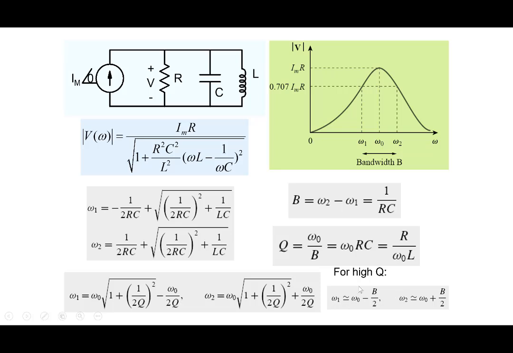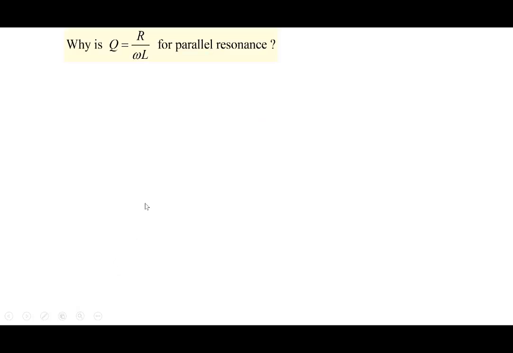This is the case where you have a high Q circuit, then omega 1 and omega 2 can be written very simply. High Q means at least Q greater than 10, then these approximations are fairly reasonable. Otherwise, you'll have to calculate omega 1 and omega 2 using the full expression.